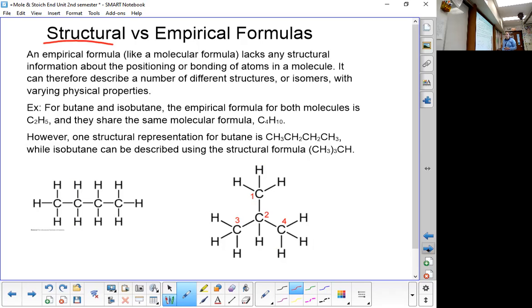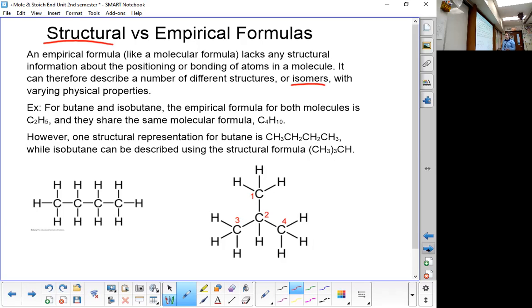We've looked at space filling models. Those types are structural formulas, and they can describe a number of different structures, which are sometimes known as isomers, and how everything is connected can greatly determine the physical properties. But how do you determine a structural versus an empirical formula? That's what we're going to learn.